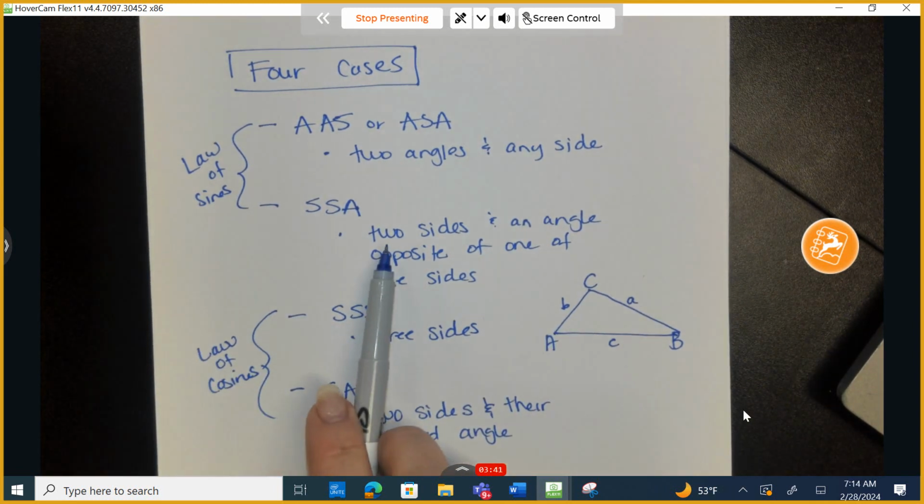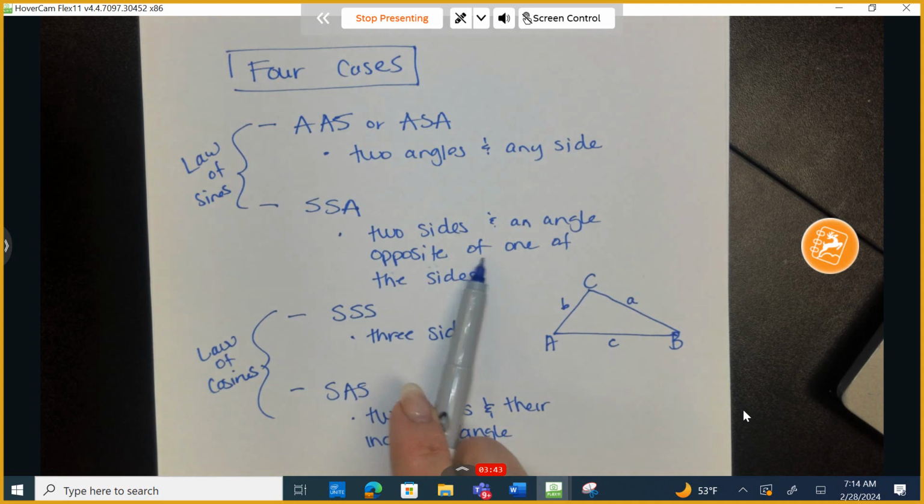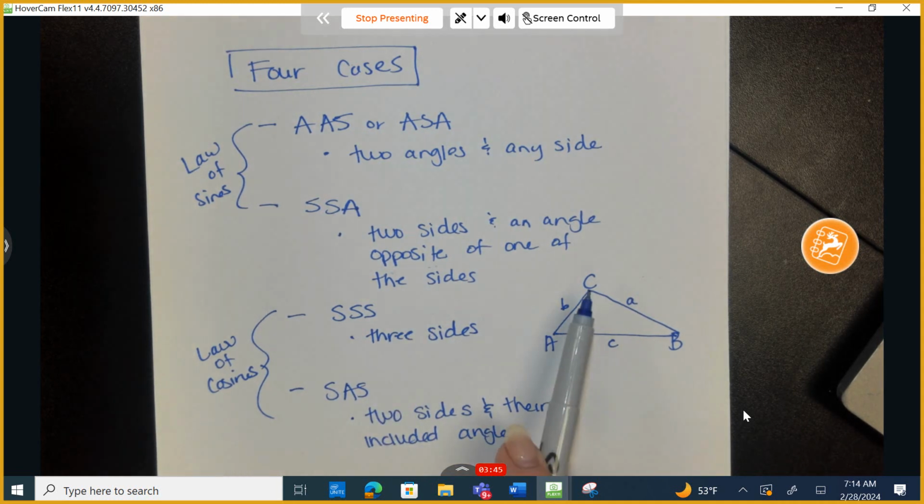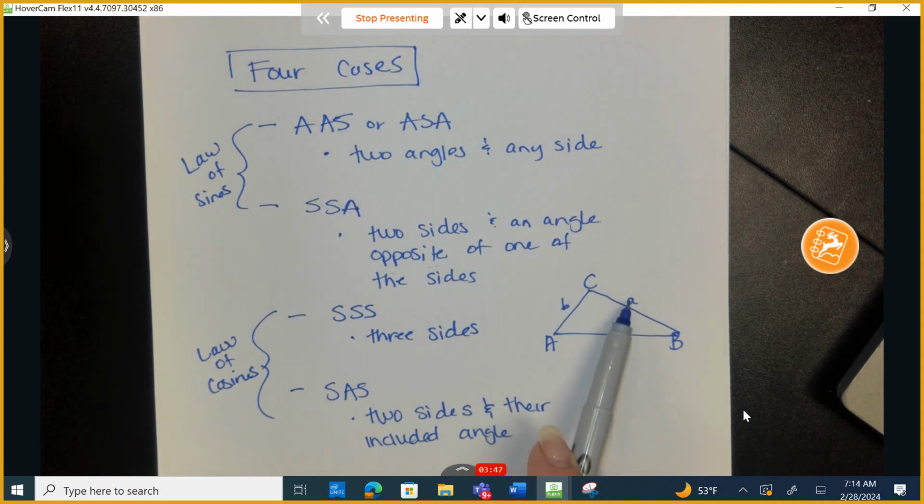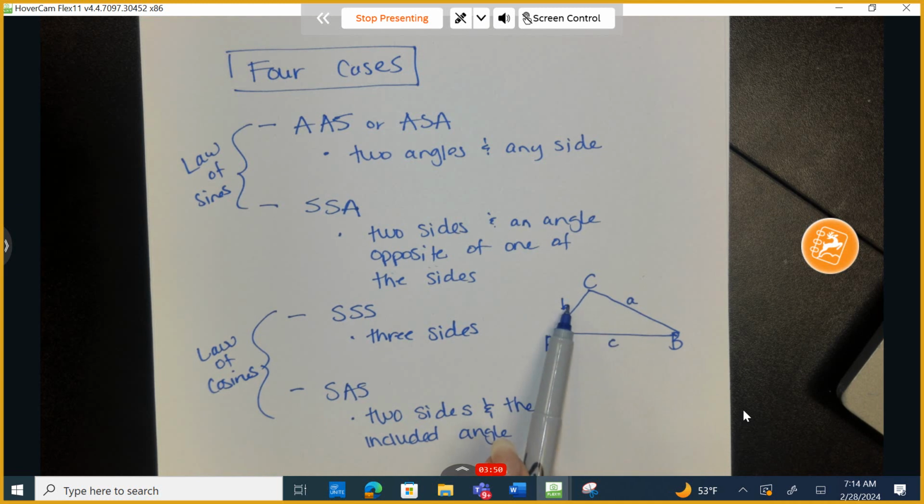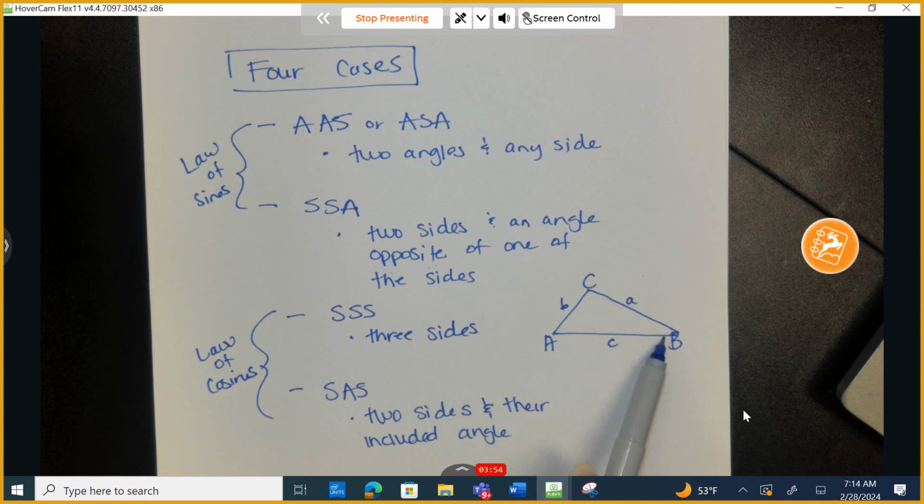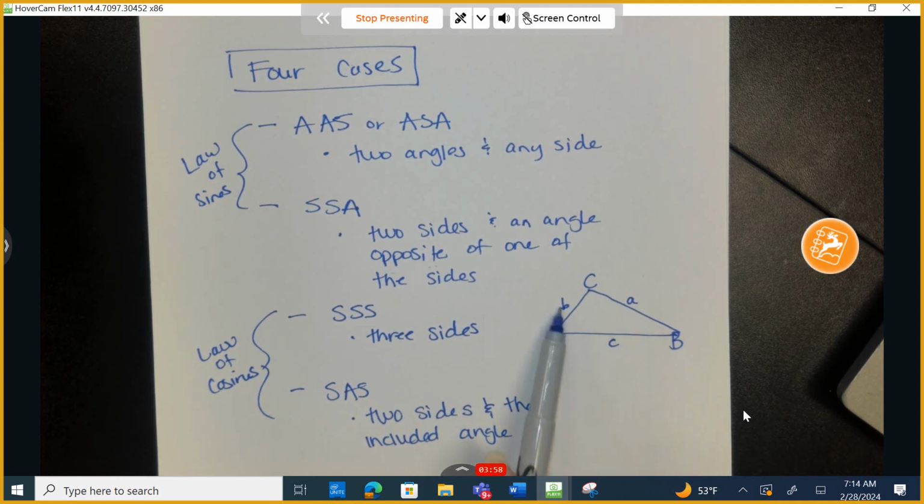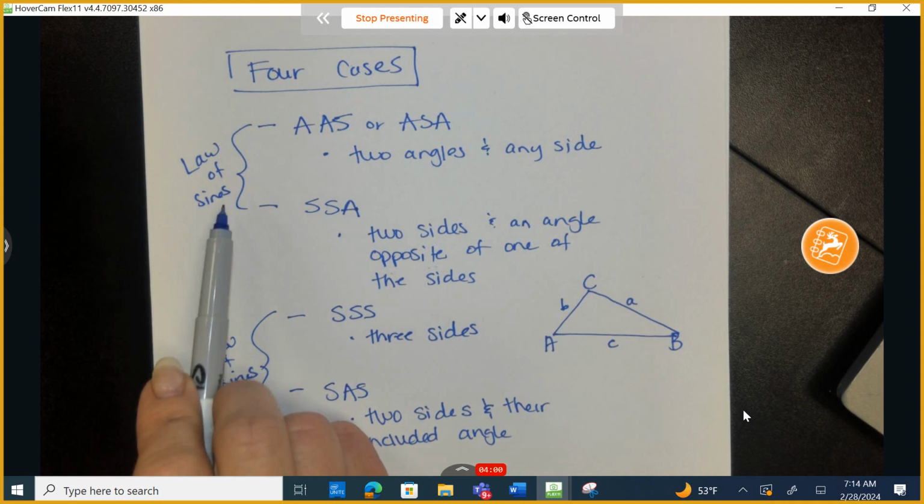The second one is I have 2 sides and an angle that's opposite of one of the sides. So that would be like I have side A and side B, and then I have to have an angle that's either A or B. So there has to be one that corresponds. One of the sides and one of the angles has to be the same. That's what we're going to go over today.